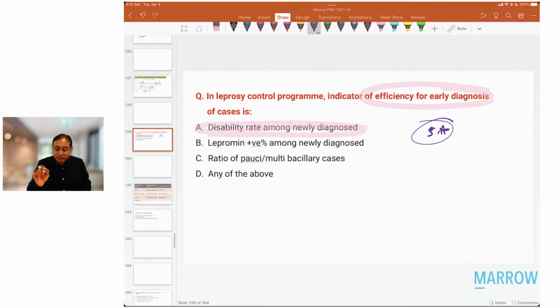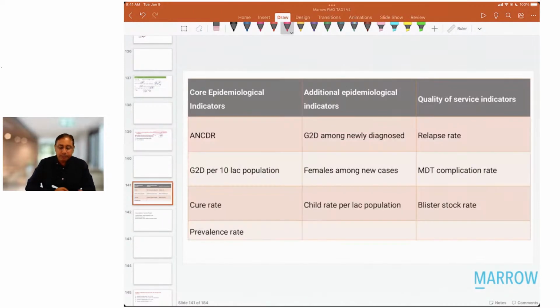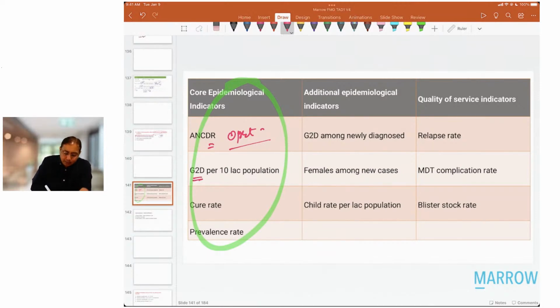So in the leprosy control program, the indicator for efficiency of early diagnosis is disability among newly diagnosed cases. This is the best indicator. Please remember, you only need to remember 4 indicators. This is the whole list, but you don't need to remember all of it. Core epidemiological indicator: how many new cases are being detected, ANCDR, which is the operational indicator. Grade 2 disabilities, G2D, means grade 2 disabilities per 10 lakh population. This is about leprosy awareness in the area or early diagnosis of cases.